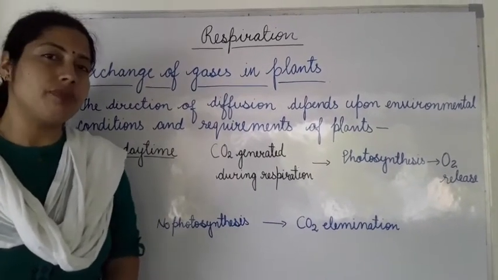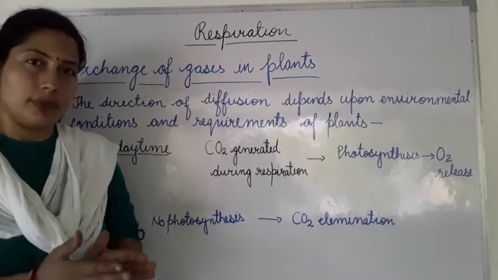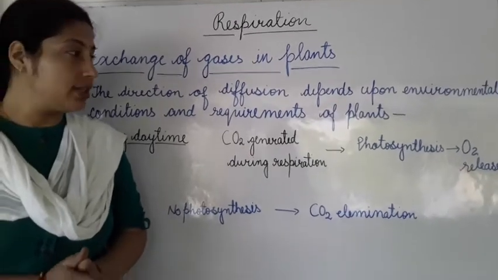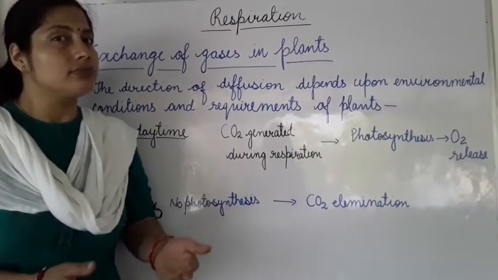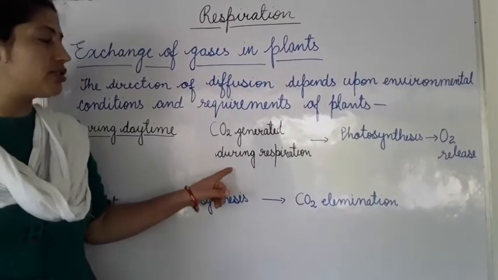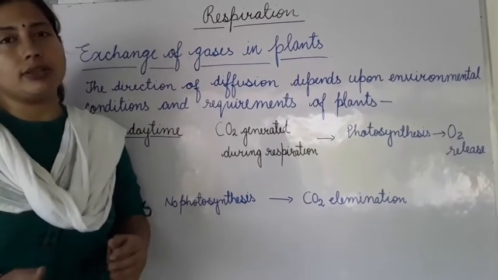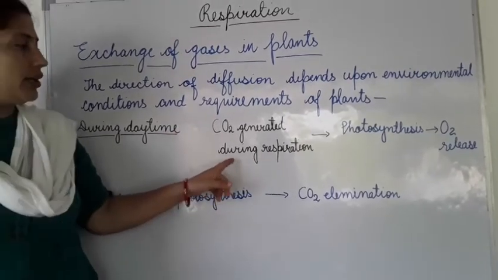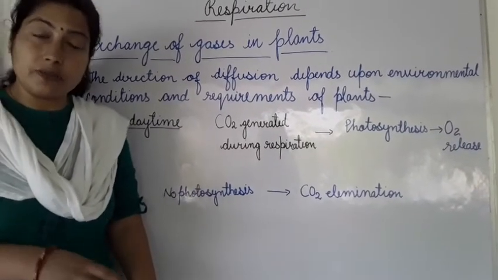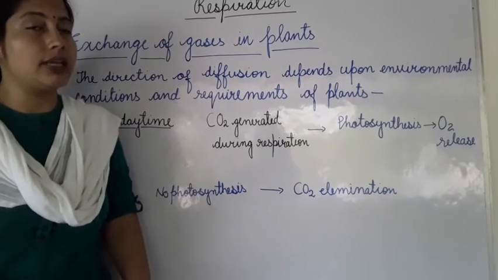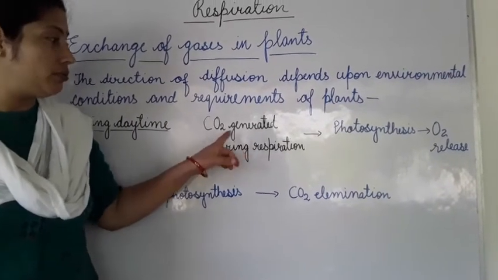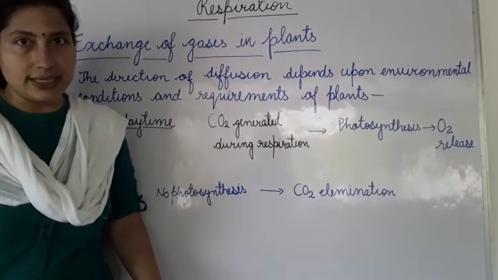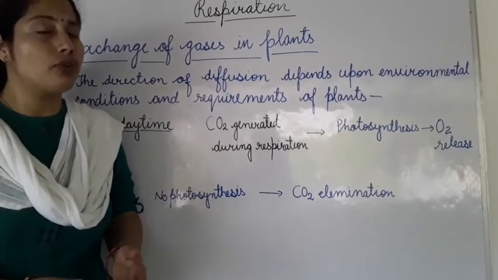See, respiration is a process which takes place in plants during day or at night, both. Like photosynthesis, it takes place only daytime. But respiration is the process which happens during day and at night also. So CO2 is generated during respiration, because respiration happens in daytime also. So CO2 is generated. So this CO2 is utilized for photosynthesis, the raw material of photosynthesis.